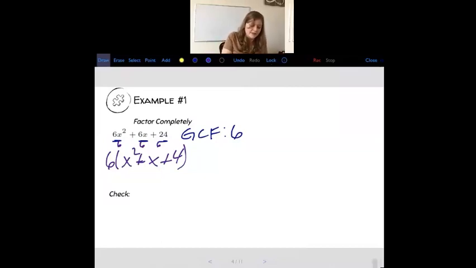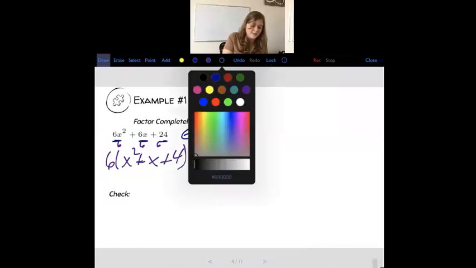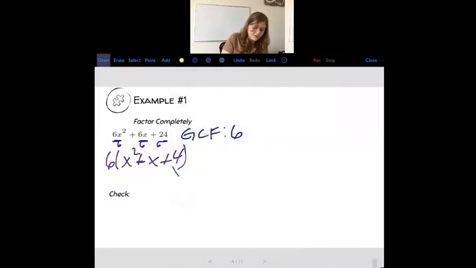In this case, we're looking at x squared plus x plus 4, and so we check to see if there are two numbers that multiply to 4 and add to 1. We've got 1 and 4, 2 and 2, so neither of those meet the criteria. So in this case, our final answer would be 6 times x squared plus x plus 4.